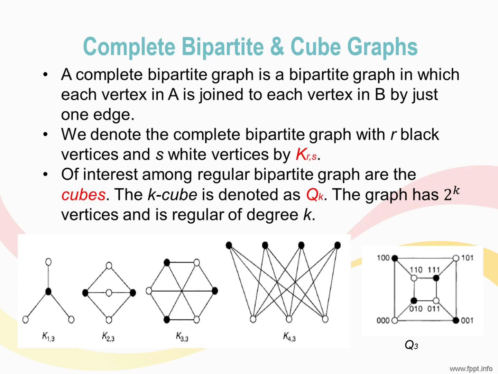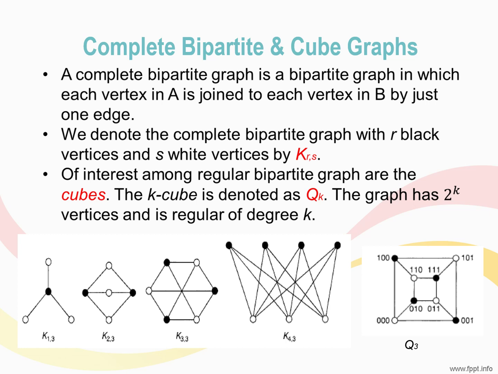A bipartite graph is a graph whereby we can separate all the vertices in the graph into two sets, and there is an edge connecting one vertex in one set to another vertex in another set. There is no edge connecting one vertex and another vertex in the same set.